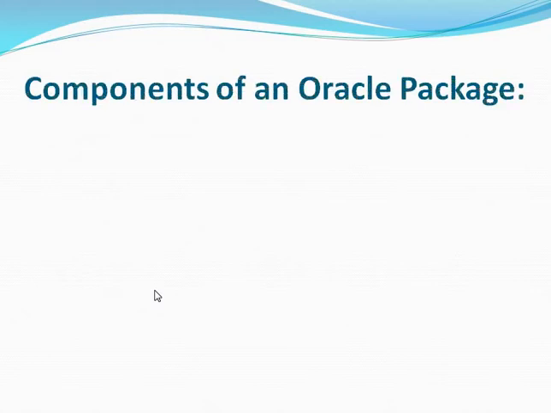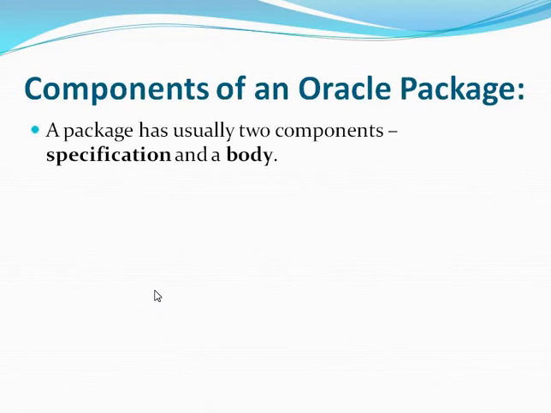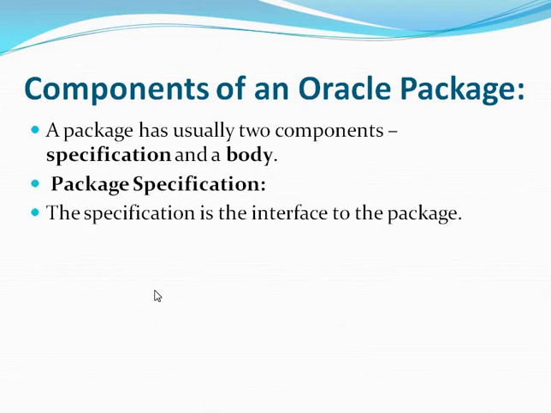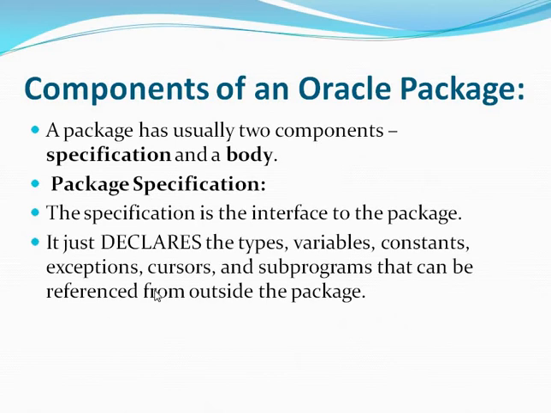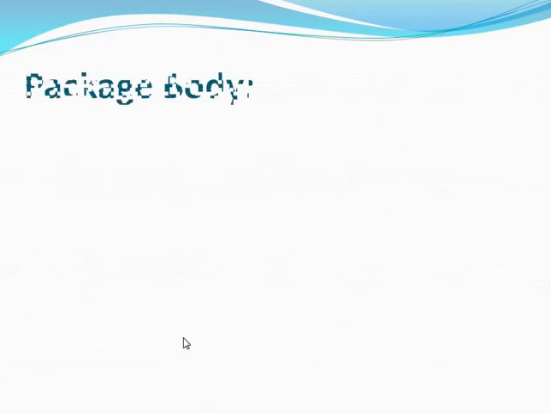Components of an Oracle package. A package has usually two components, a specification and a body. Package specification. The specification is the interface to the package. It just declares the types, variables, constants, exceptions, cursors, and subprograms that can be referenced from outside the package.